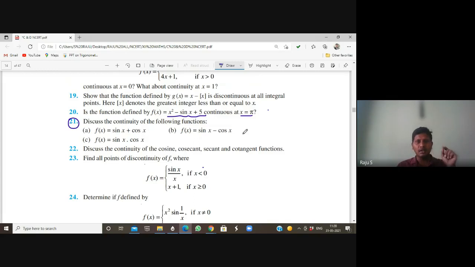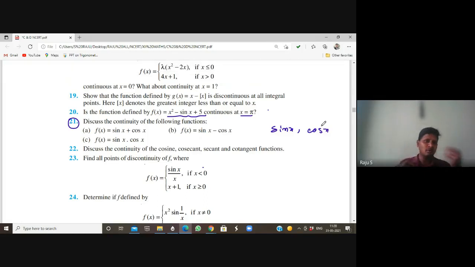Question number 21. Since we know that sin x is continuous and cos x is continuous individually. We know sin x is continuous, we know cos x is continuous. But what about sin plus cos? Like you can take this as g and this as h. g is continuous, h is continuous. g plus h is continuous, g minus h is also continuous, and their product is also continuous.